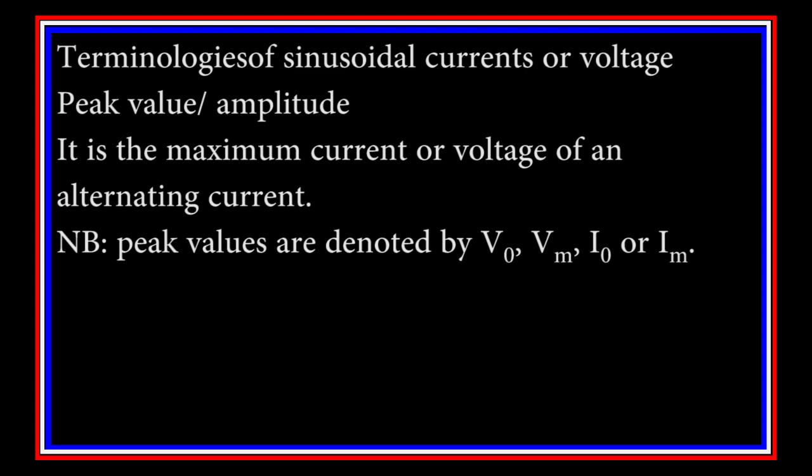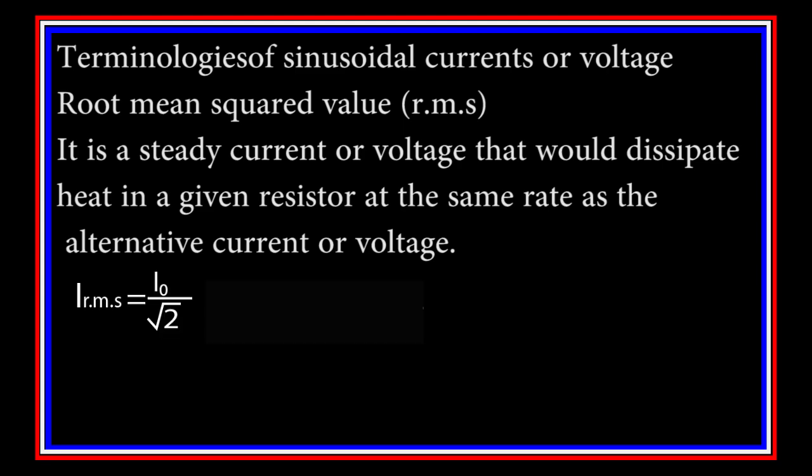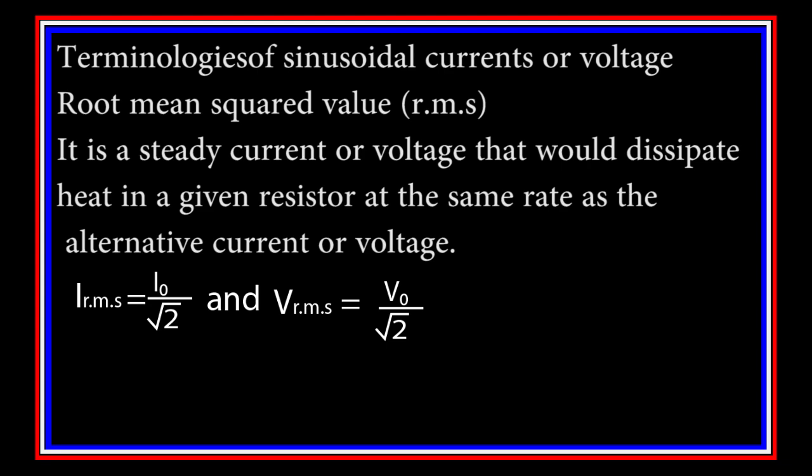NB, the peak values are denoted by V0, Vm, I0, or Im. Root mean square value, RMS. It is a steady current that will dissipate heat in a given resistor at the same rate as the alternating current or voltage. IRMS is equal to I0 over root 2, and VRMS is equal to V0 over root 2.